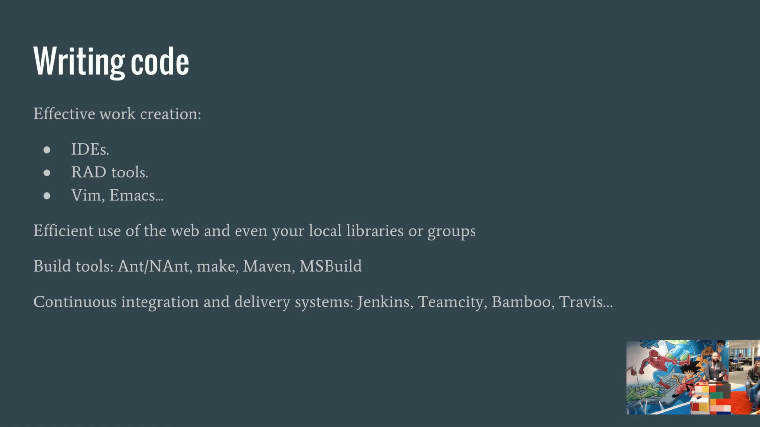Then we also have build tools like Ant, NAnt, Make, Maven, MSBuild, and a lot of other tools that are not exactly for building the code itself, but for helping in this process. And then overall of it, we have the continuous integration and delivery systems like Jenkins, TeamCity, Bamboo, Travis, and a lot of others that will help remove from us the need to constantly test our code, build it, deploy it, and a lot of other steps.